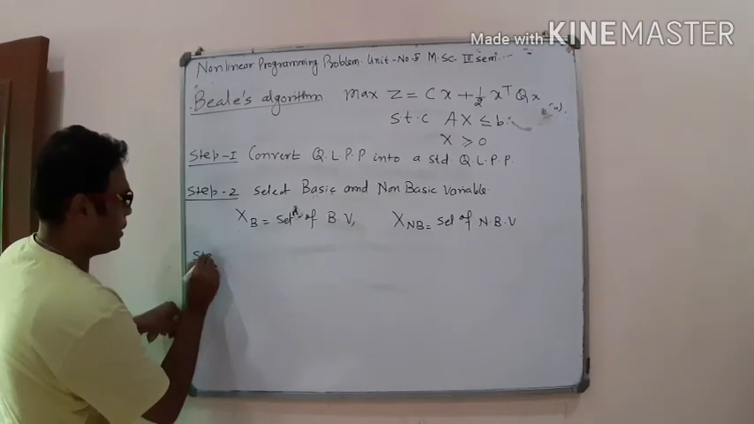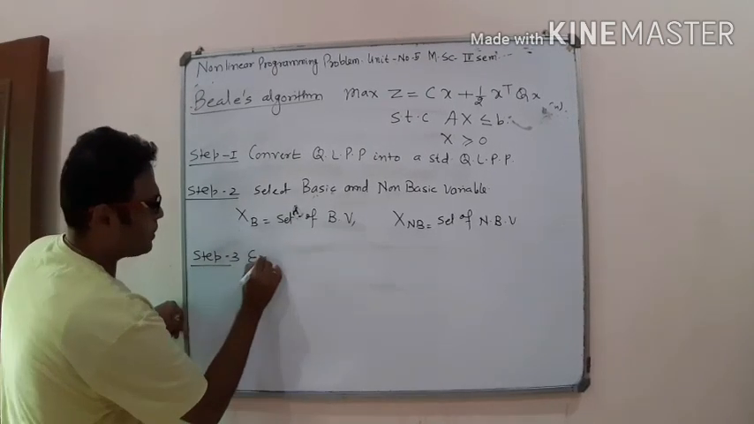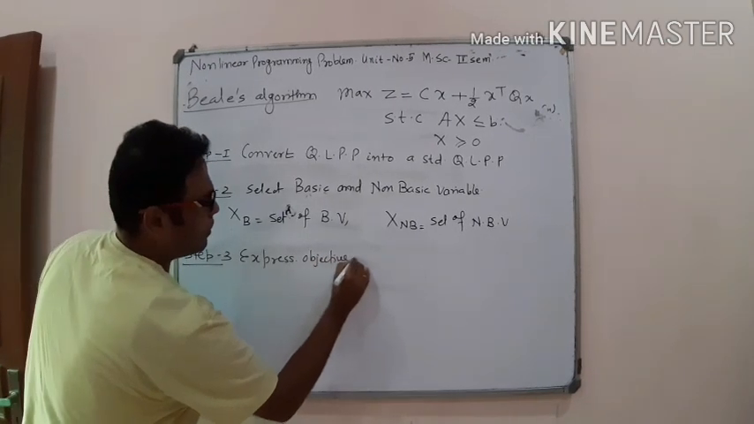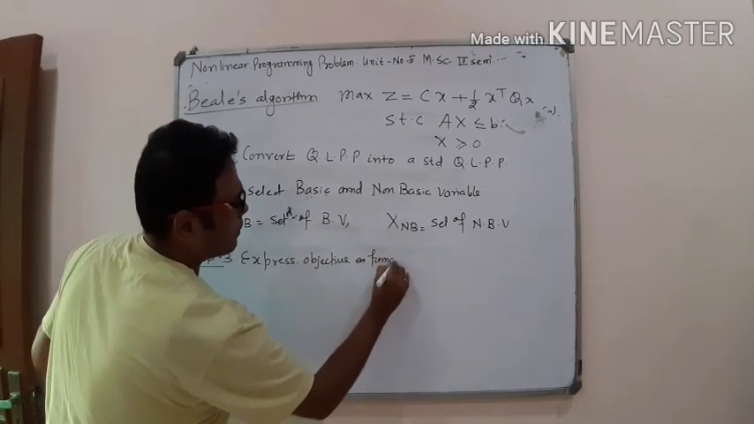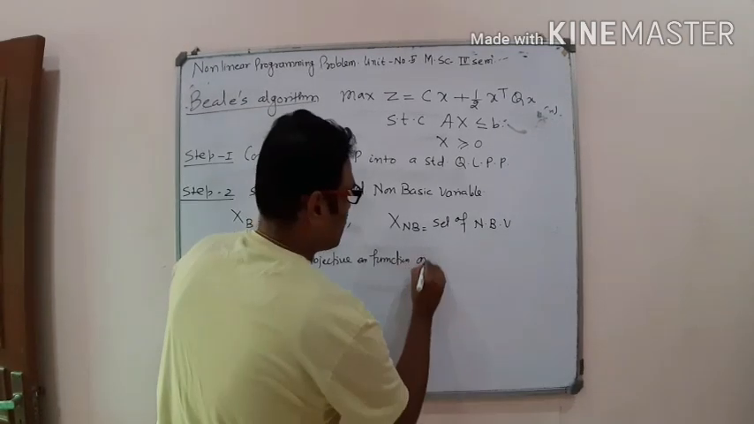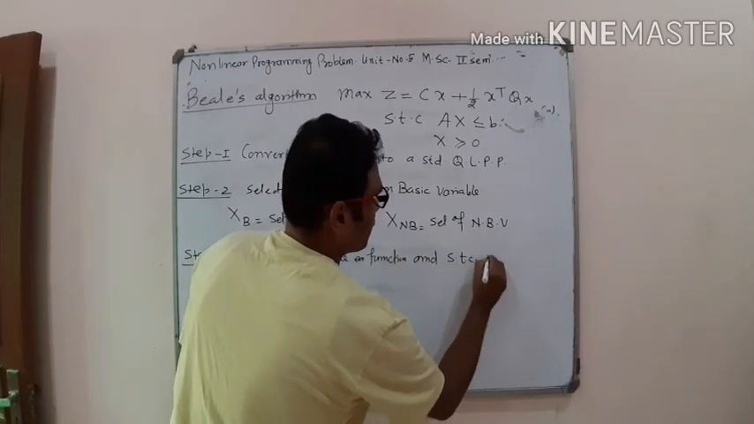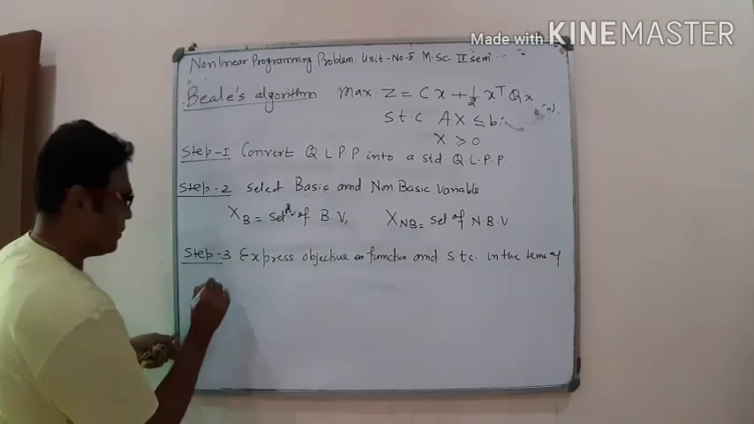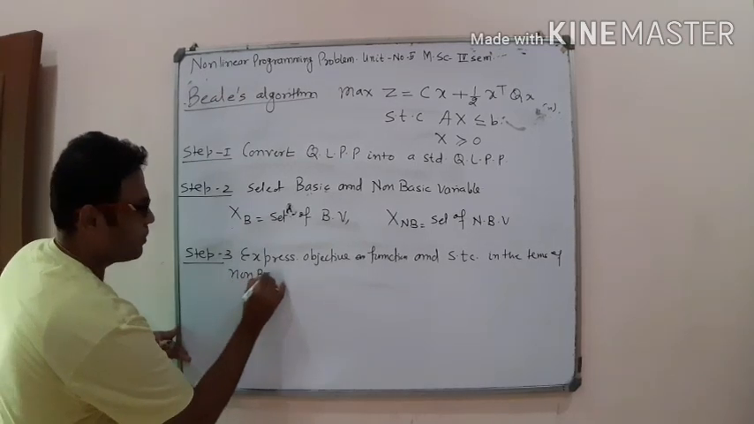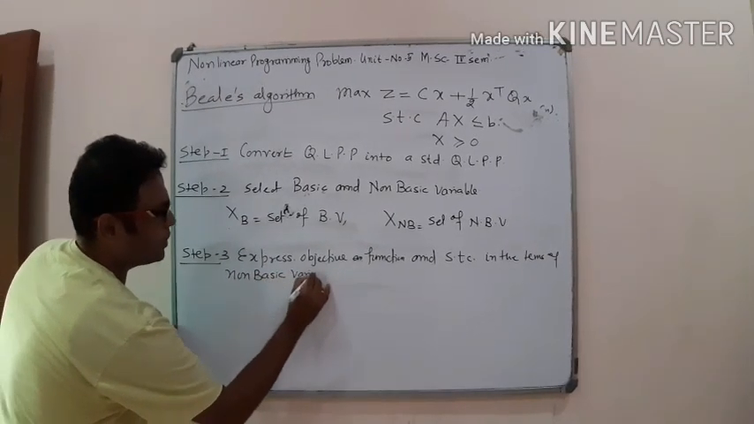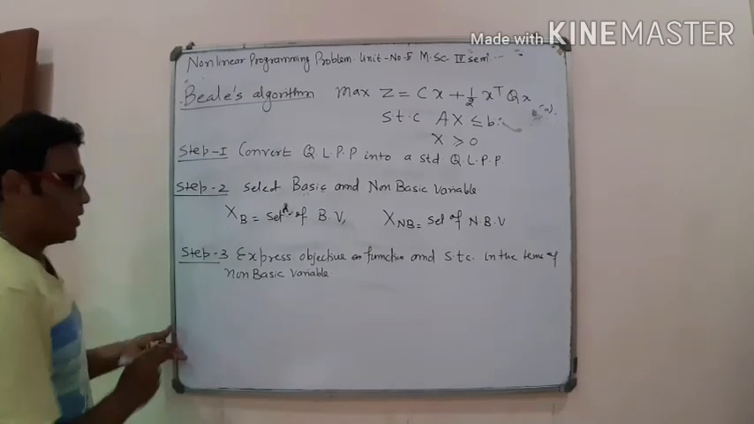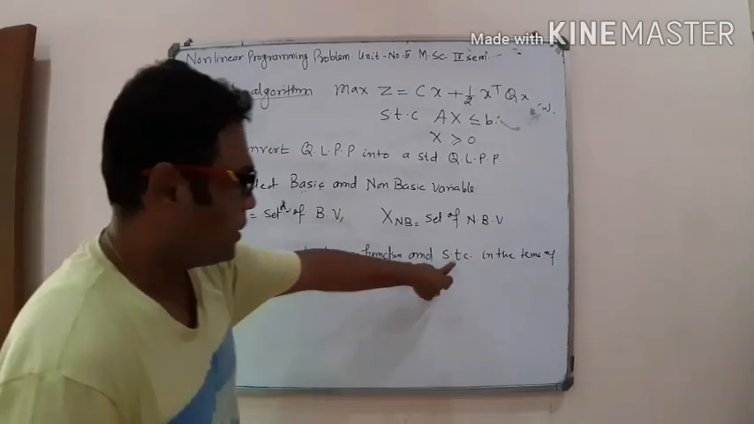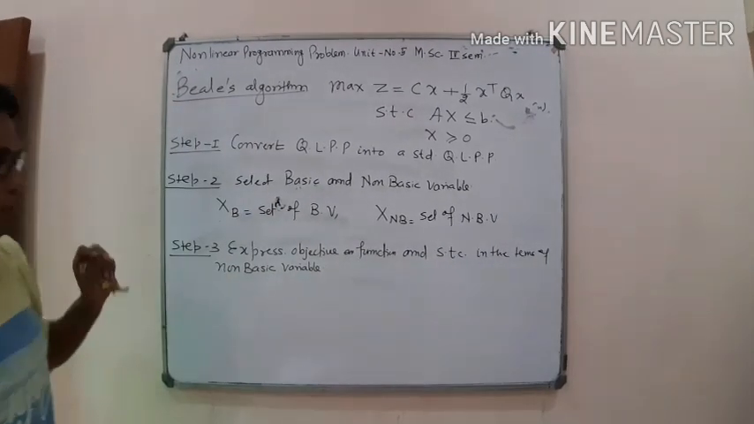Now step number 3: express the objective function and the constraints in terms of the non-basic variables. This is a very important step, because each and every iteration we repeat this process. Express the objective function and subject to constraints in terms of the non-basic variables.